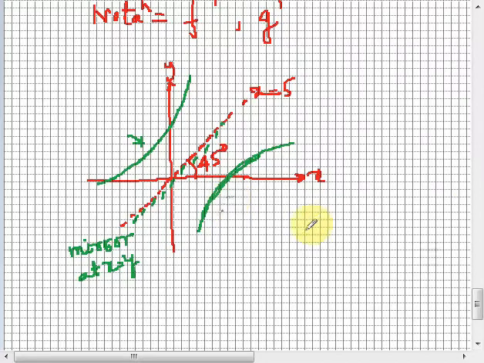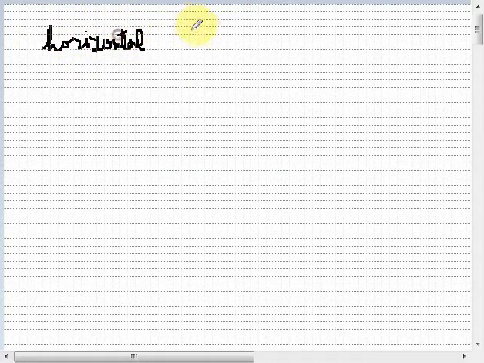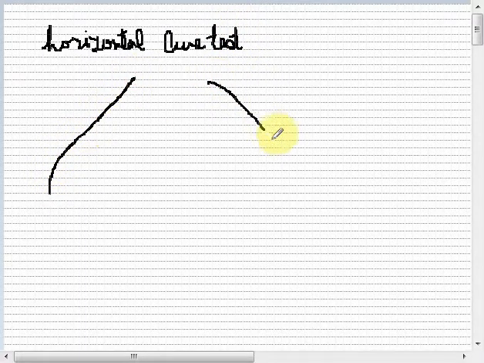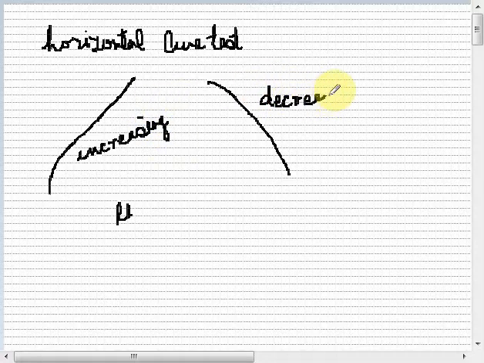Now two important properties of the horizontal line test. If the function is continuously increasing in some domain or continuously decreasing in some domain, then f is a one-to-one function.